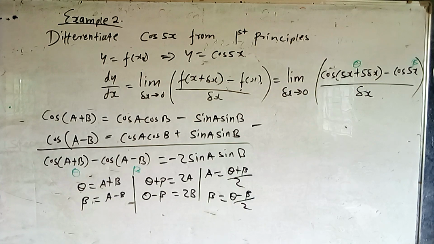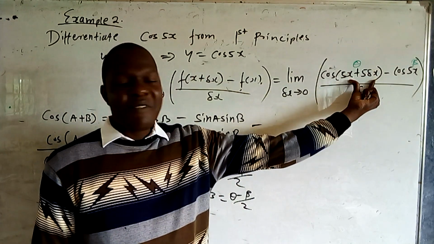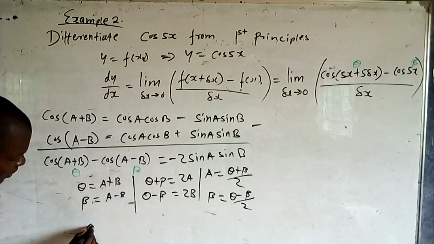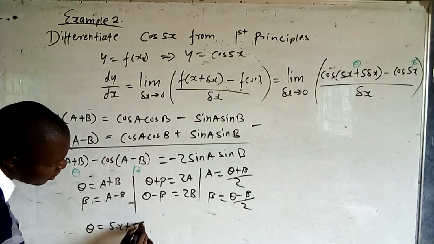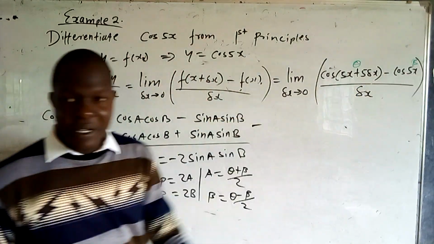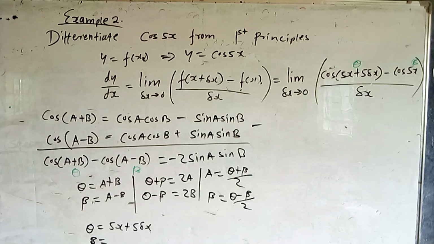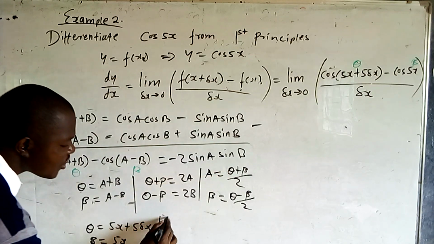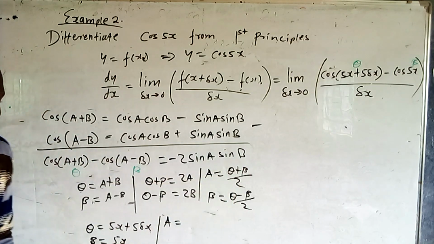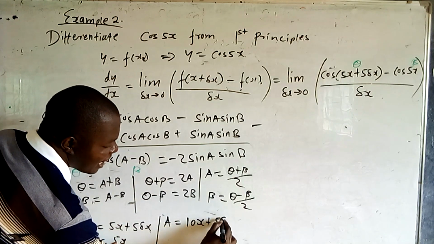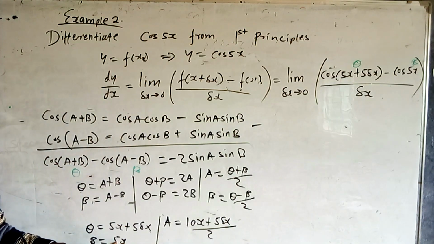Then now you come and ask yourself, what is your theta? Your theta is 5x plus 5 change in x, isn't it? Then what is your beta from there? Your beta is 5x, isn't it? So from there, we want A. What is A now? It is theta plus beta divided by 2. This plus this divided by 2, isn't it? Which is 5x plus 5x is 10x, plus 5 change in x over 2, isn't it?